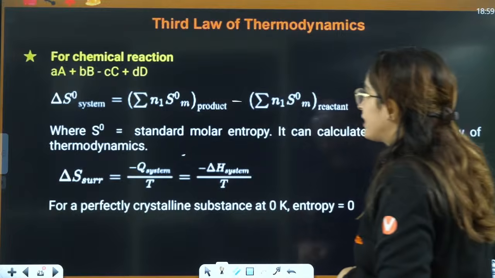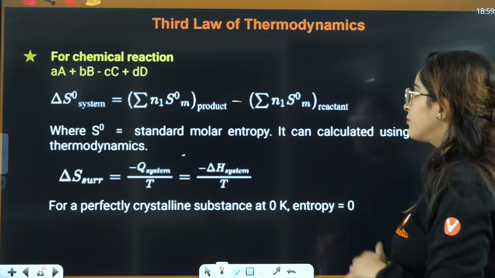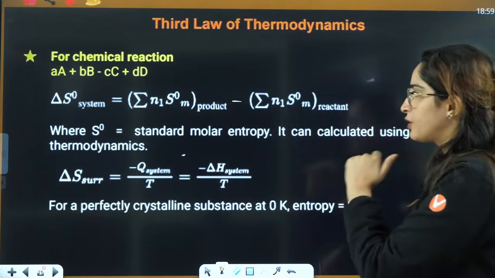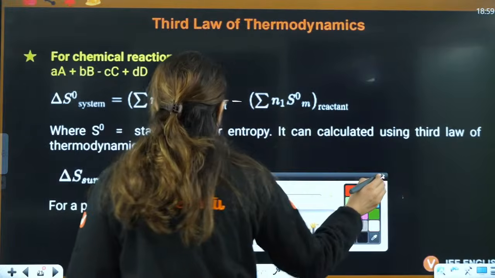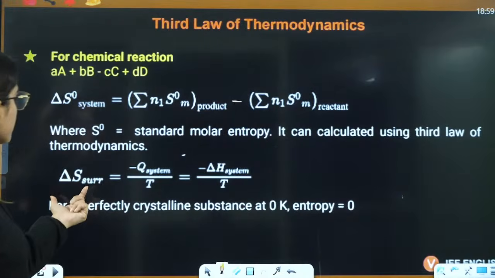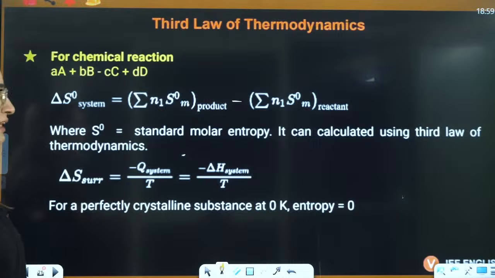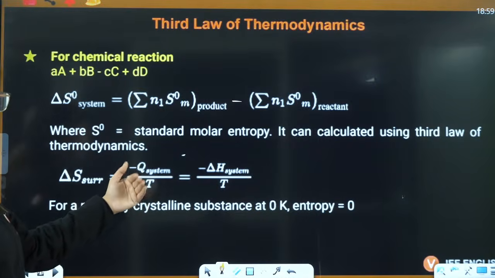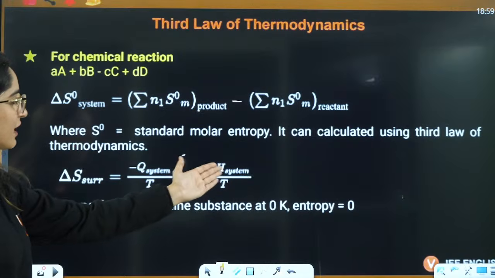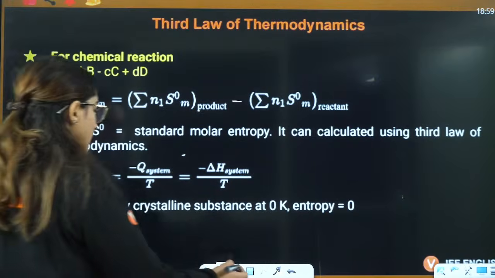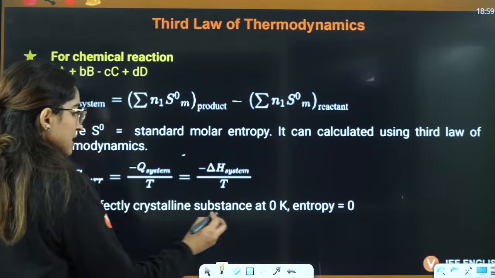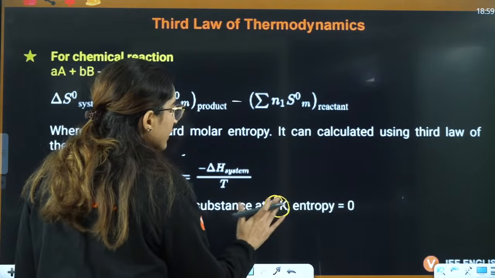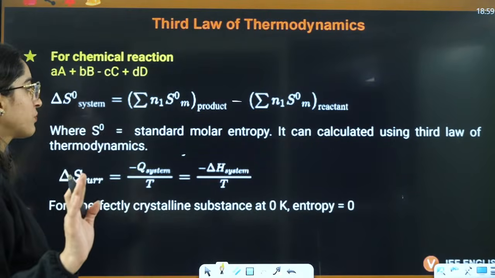Minus of reactant. Delta S is the standard molar entropy. It can be calculated using the third law of thermodynamics. That is nothing but delta S of surrounding is Q system by T, that we have already done, right? Q system is nothing but heat. You can also write it as delta H system by T. Now, for a perfectly crystalline substance at 0 Kelvin, entropy is going to be 0, right?